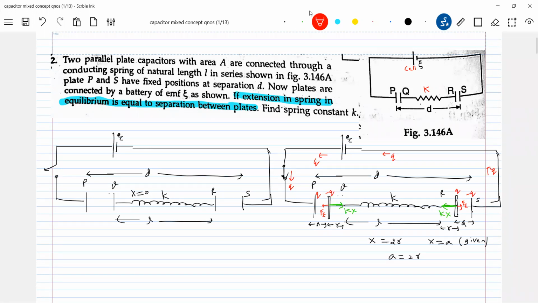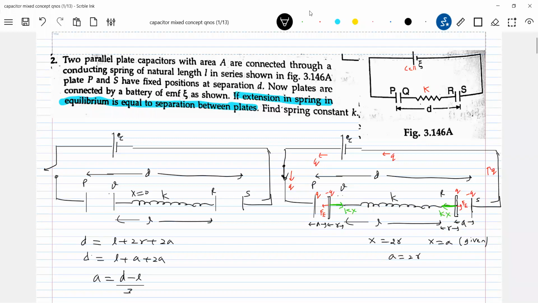Okay, let's come to some mathematics. Look at the diagram. D should be equal to L plus 2R plus 2E, and 2R should be equal to A. So this will be L plus A plus 2E. Therefore A is equal to (D minus L) by 3. This is the separation between the plates.